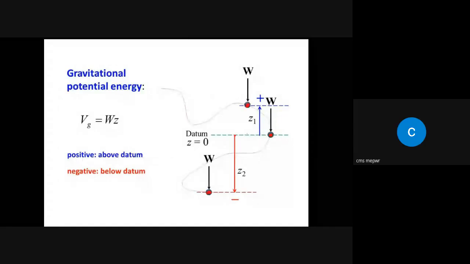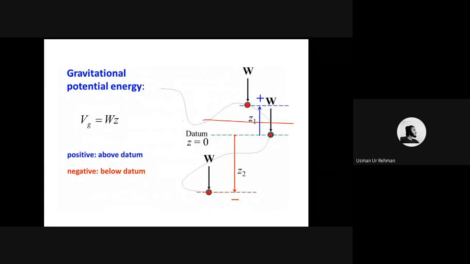For this datum, it will have some potential energy. If I put the datum over here, the potential energy will decrease. If I put the datum over here, the potential energy will change again. So the absolute potential energy depends on the datum. If you change the datum, the potential will change.